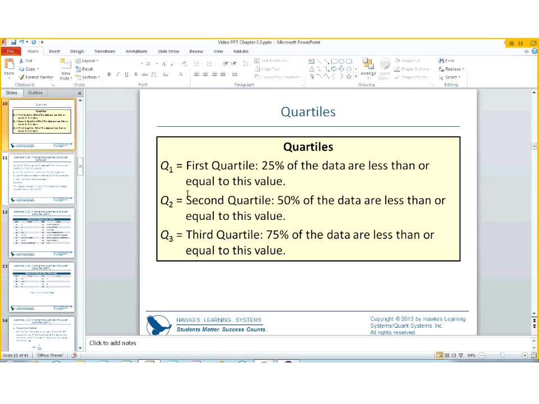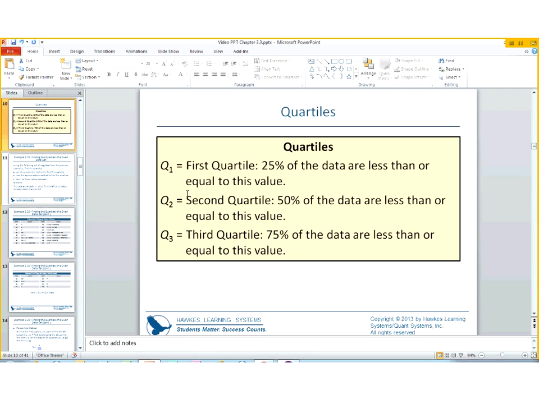Hey guys, we're going to talk about quartiles today. So I'm going to try to finish 3.3 in this video. We talked about percentiles before. Now we're talking about quartiles, and that means that we're just going to divide the data into 4 equal parts.